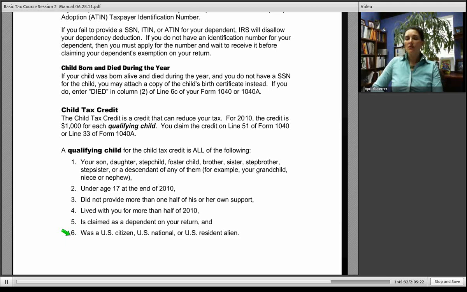Under the qualifying child test, your child must live with you. Under the qualifying relative test, they do not need to live with you as long as they were a resident of Canada, or they were a U.S. citizen, or they were a resident of Canada, the United States, or Mexico.